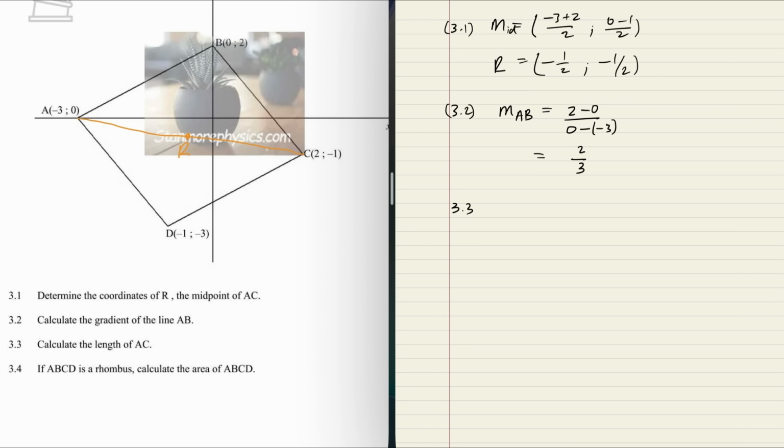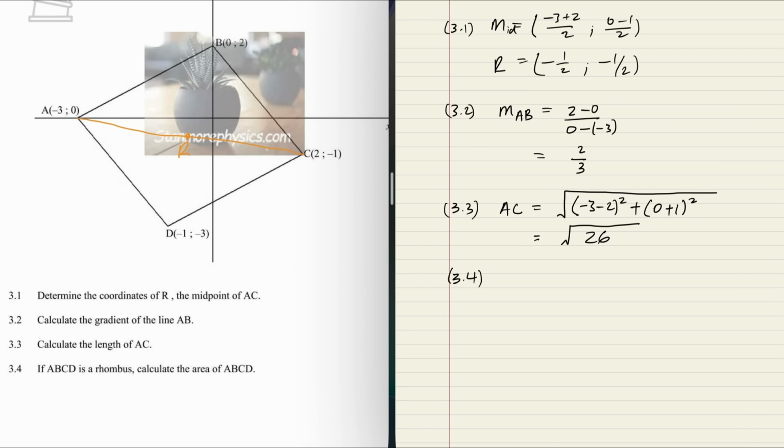Question 3.3, calculate the length of AC. So the length of AC is going to equal the square root of x2 minus x1, so minus 3 minus 2 all squared, plus y2 minus y1, so 0 minus 1, so 0 plus 1 all squared. And that's going to give us an answer of square root, that's going to be 1, that's going to be 5 squared, so square root of 26. You can write that in decimal form, but it's not required.